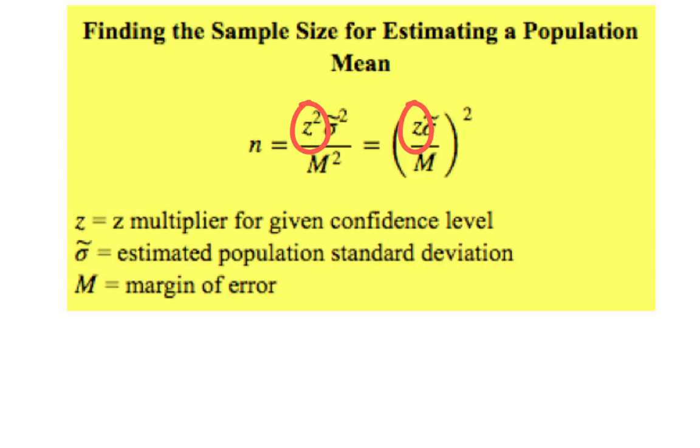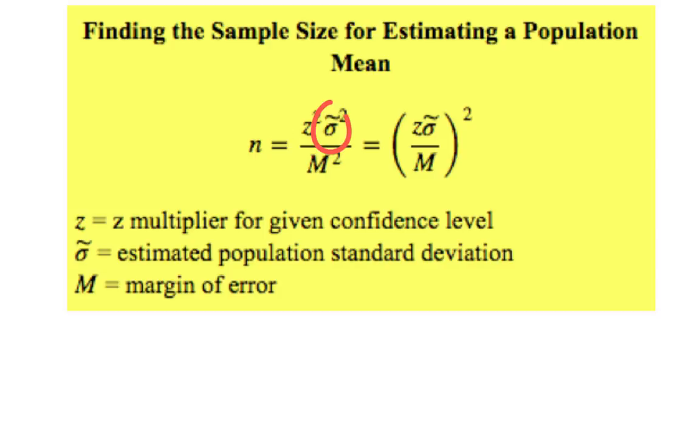I know that we're using the T multiplier when we're constructing the confidence interval, but remember that the T multiplier is going to depend on the degrees of freedom, which is directly related to the sample size, which is what we're estimating here. So because we can't plug in a T value because we don't have the degrees of freedom, here we're going to be using Z.